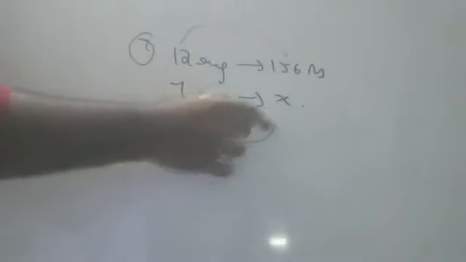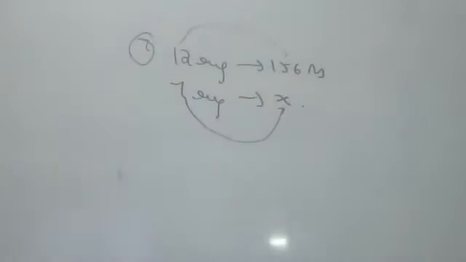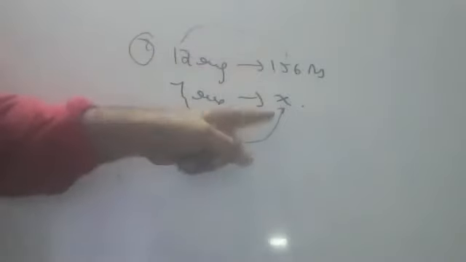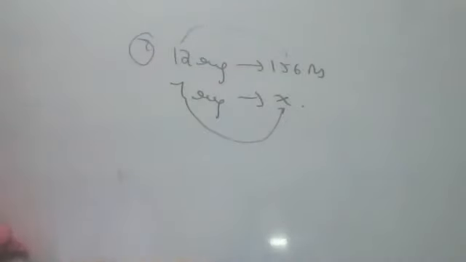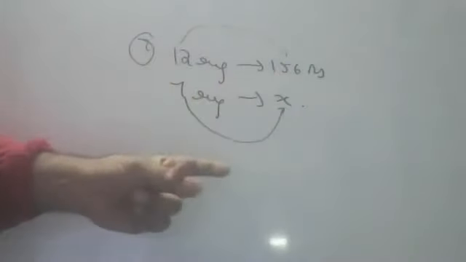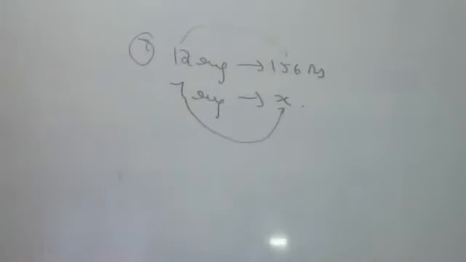Children, if 12 registers cost 156, will 7 registers cost less or more? Less, sir. So is it direct proportion or inverse proportion? Direct proportion, because if this is decreasing, this is also decreasing. 12 is becoming 7, so 156 is also becoming less, no, children. Such types of proportions are called direct proportions.